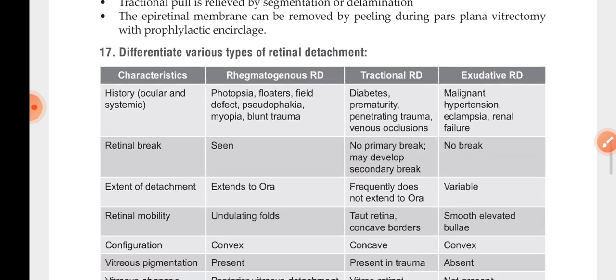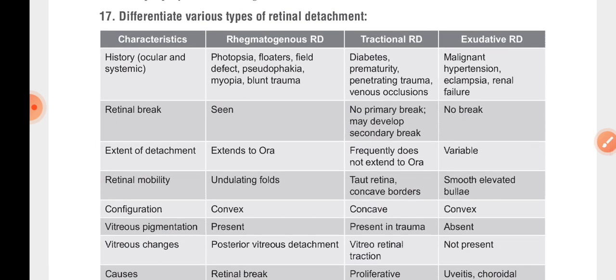Let us differentiate all three. History: rhegmatogenous retinal detachment comes with photopsia, floaters, field defect, pseudophakia, myopia, blunt trauma. Tractional is because of diabetes, prematurity, penetrating trauma, venous occlusion. Exudative is because of malignancies, hypertension, eclampsia, renal failure. Retinal break is seen only in rhegmatogenous detachment. In tractional detachment, no primary break is there; it may develop a secondary break. In exudative, no break is seen.